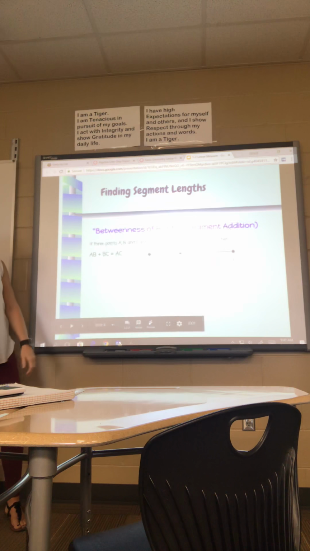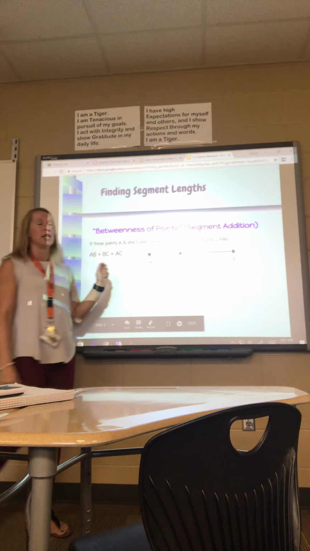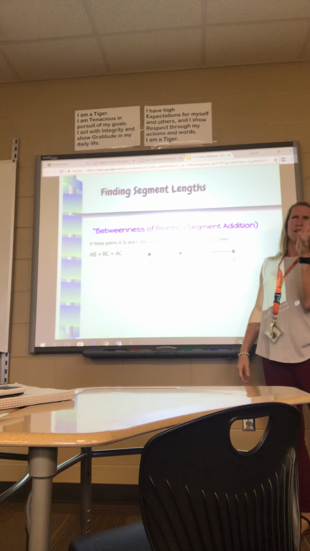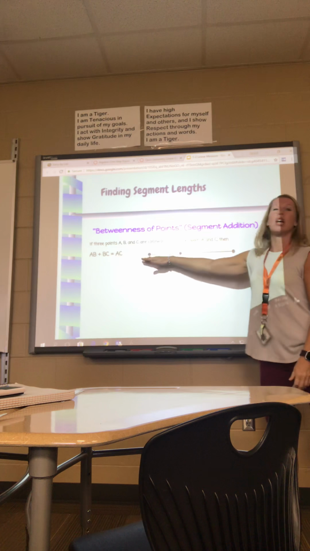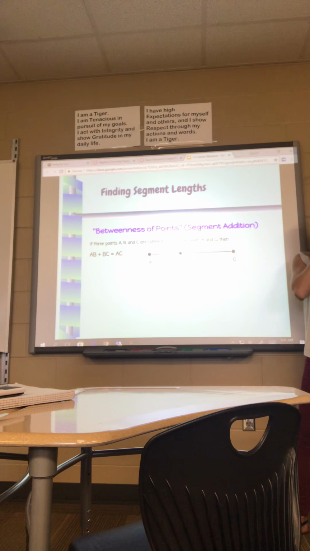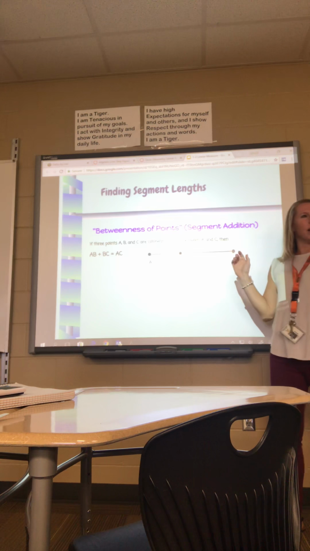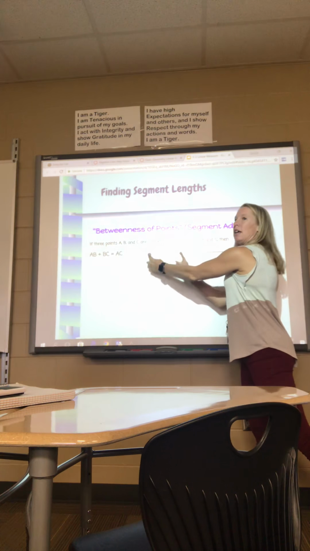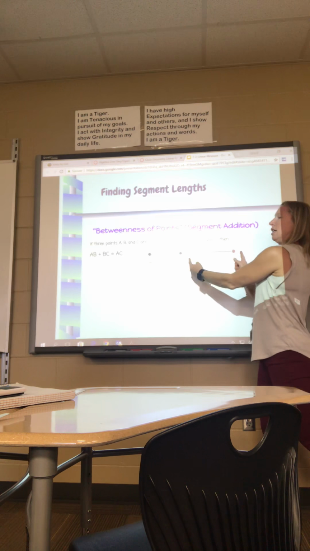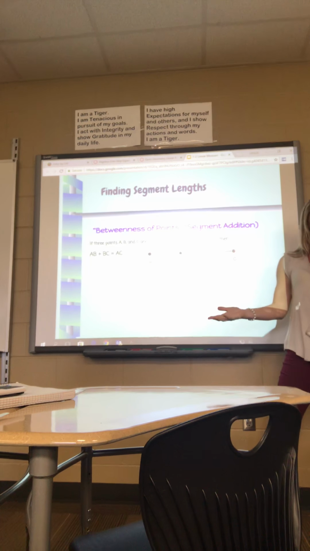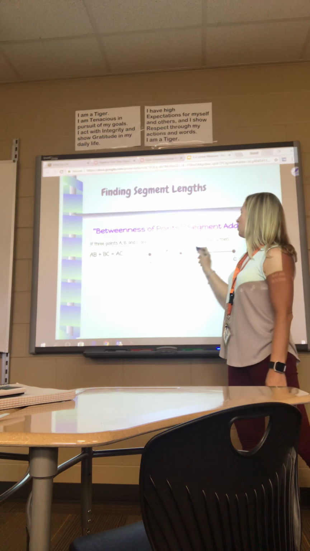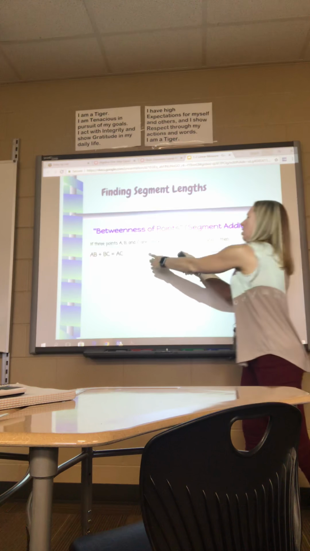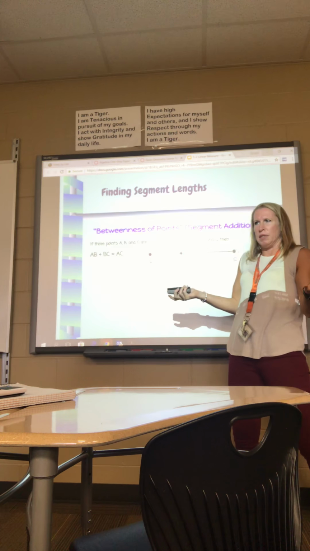Okay. So finding segment lengths, let's talk about this betweenness of points real quick. Later it's going to be called segment addition when we get into chapter 2, I believe. So if you have 3 collinear points, do you remember what collinear means? They're all on the same line. Same line, 3 collinear points, and B is between A and C, then AB plus BC equals the whole thing AC. Hopefully that's common sense. If this is 2 and this is 5, 7, yeah. So if you just take each part and add them together, you get the whole length. Is that common sense? Hopefully?